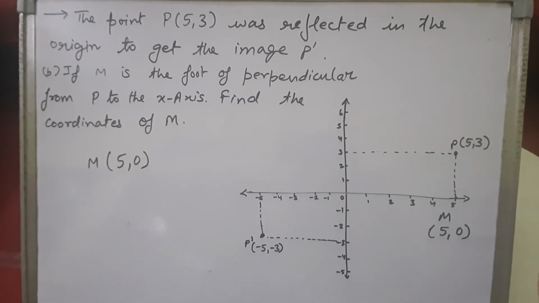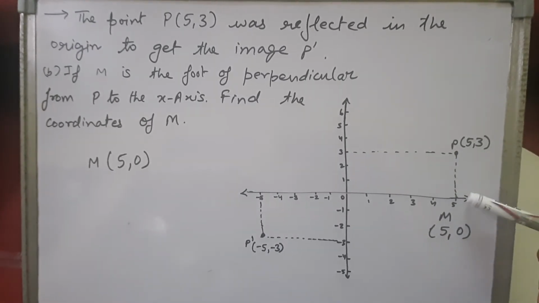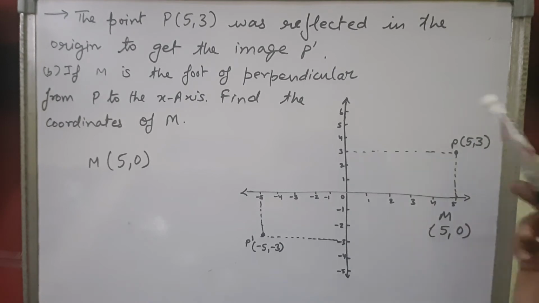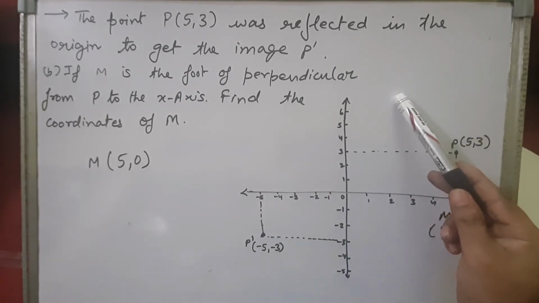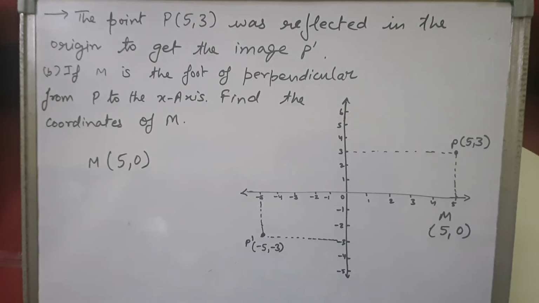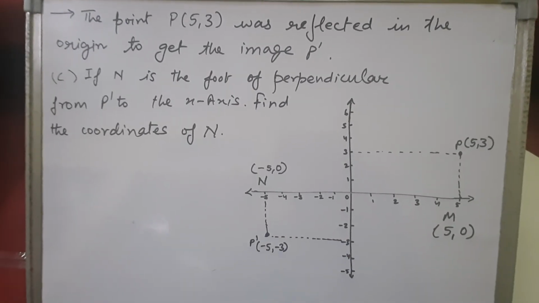Now children, you can see here, this is point P. If we draw a perpendicular from point P to the x-axis, this will be the perpendicular. That means this point is point M. And the question says, if M is the foot of the perpendicular from P to the x-axis, find the coordinates of M. This is the second part, right? We have to find the coordinates of this point. You can see this point lying on the x-axis. On the x-axis, all the values of y are 0. So the coordinates of the point will be (5, 0). That means the coordinates of M is (5, 0). Alright children, this is the second part. Note down please.